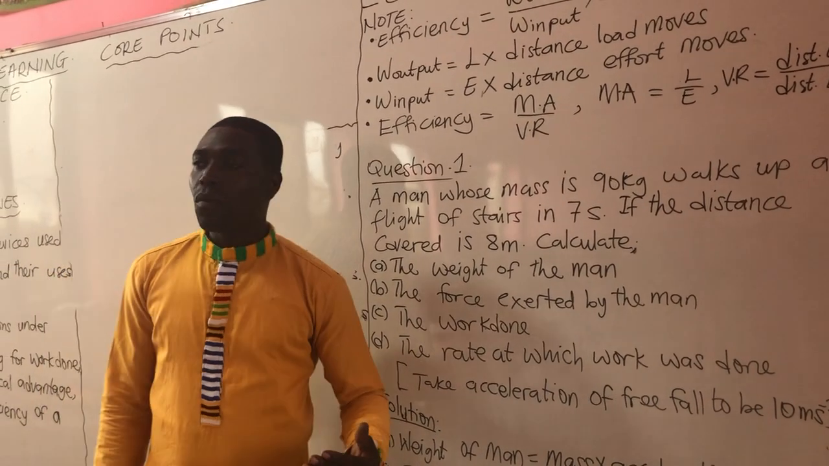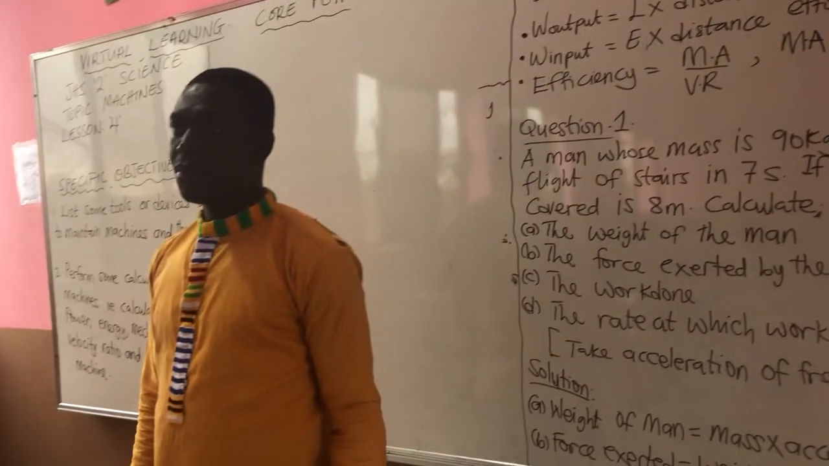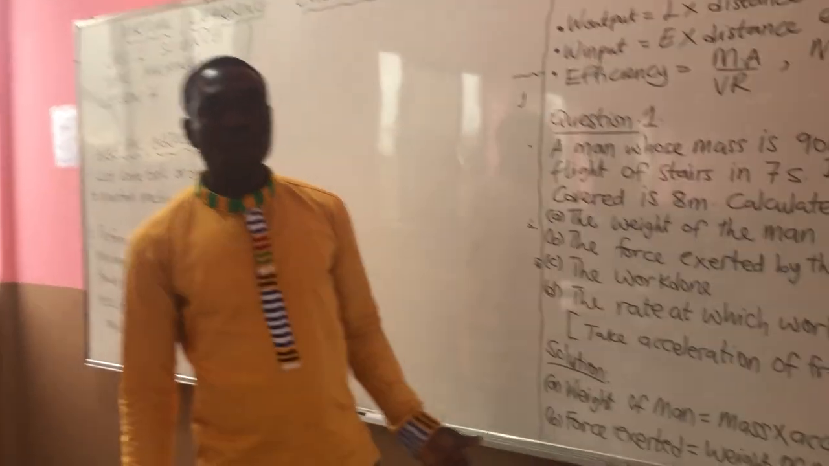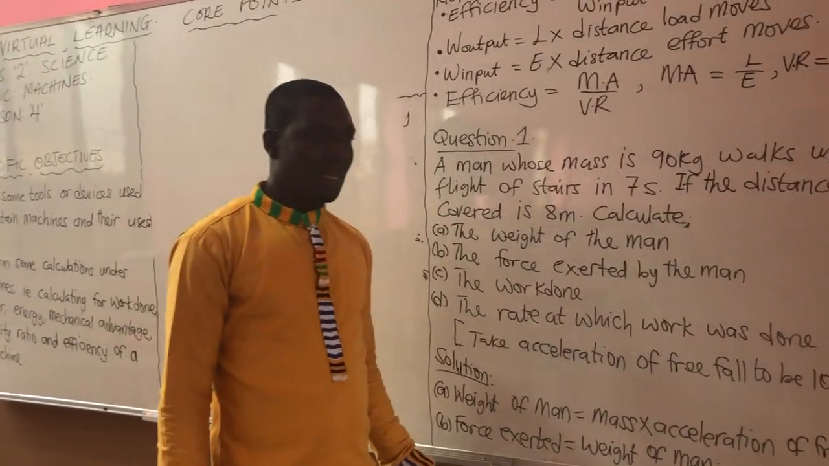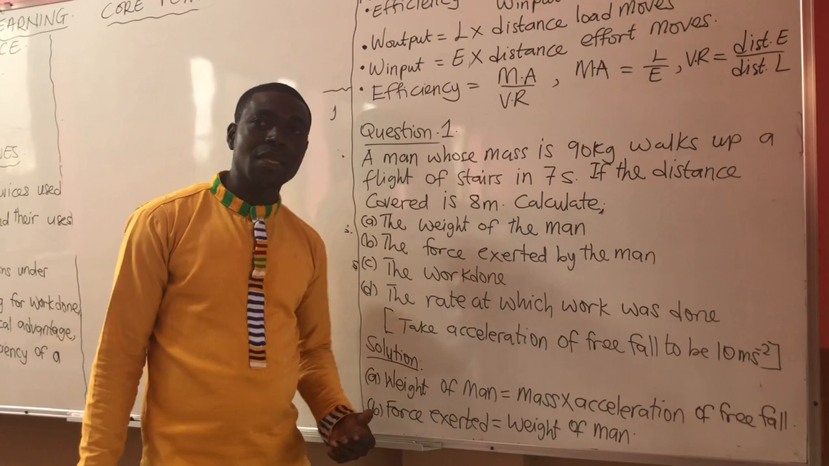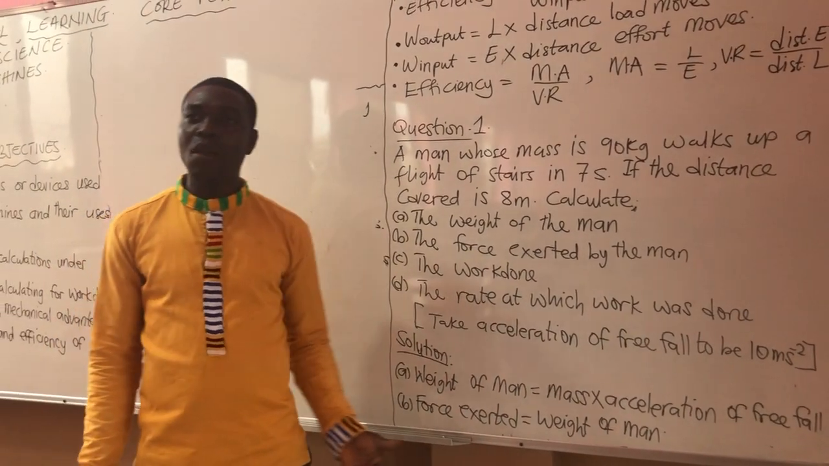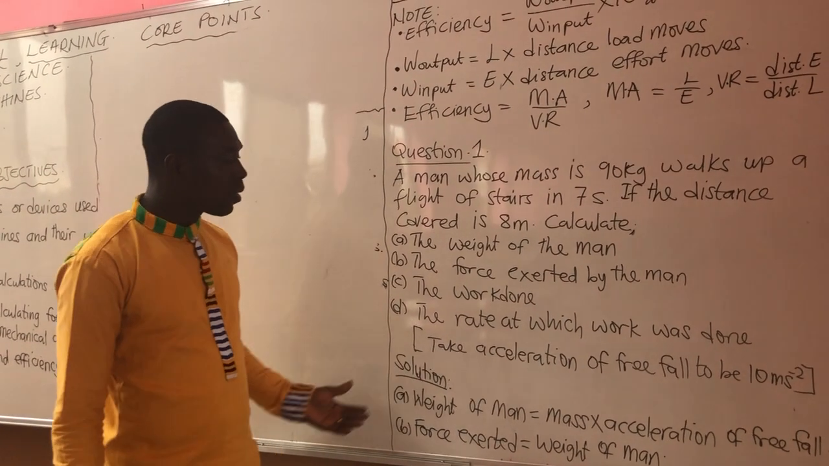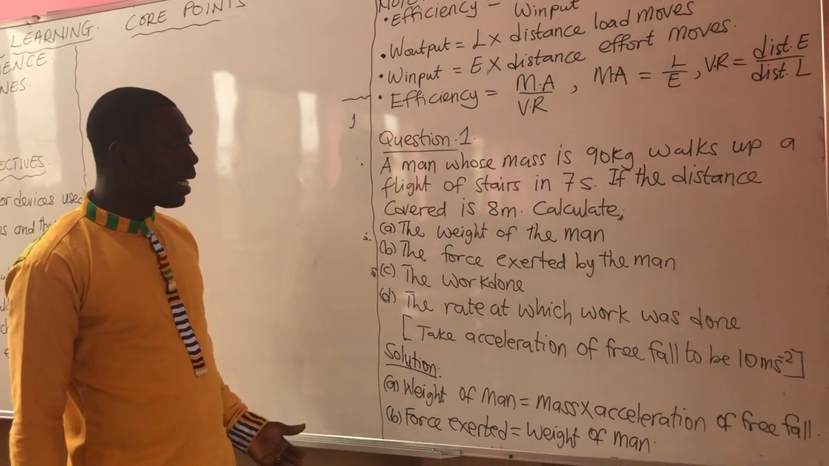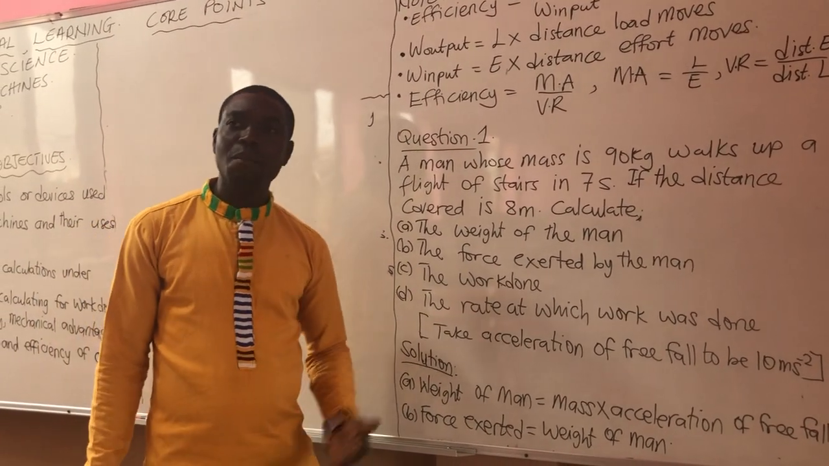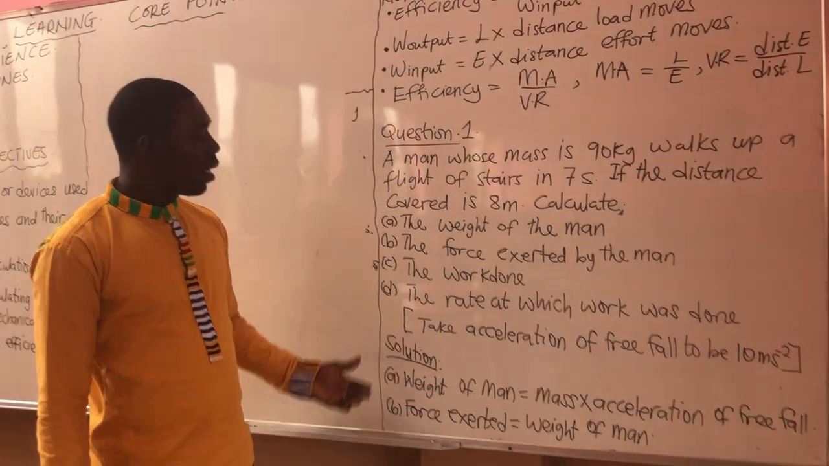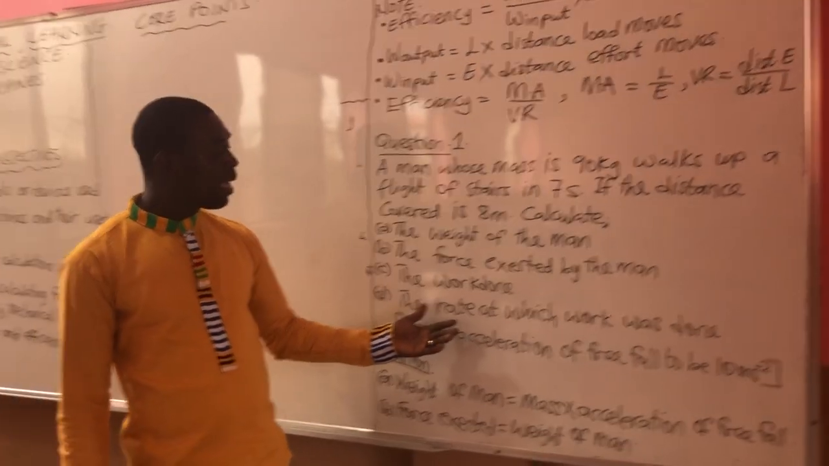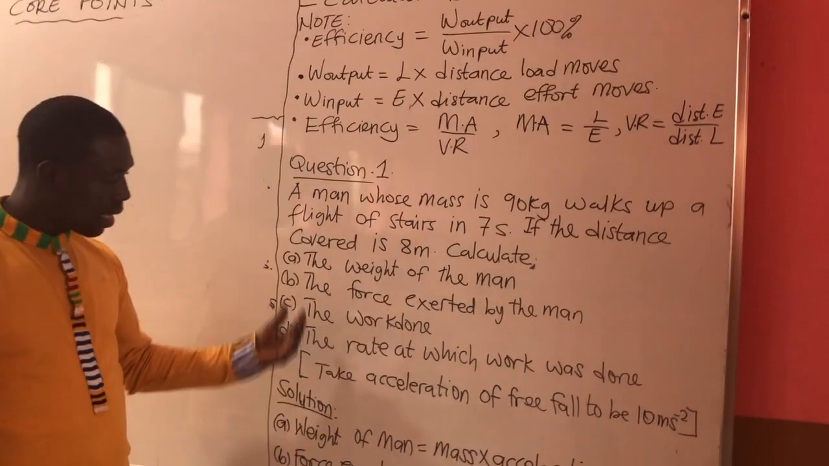Because when you walk, work is done. When you are eating, work is also done. And I asked you in our previous lesson, when you are sleeping, is work done or not? As the man walks, some work is being done here. So you have to find the work done by the man. And D, you have to find the rate at which the work was done.